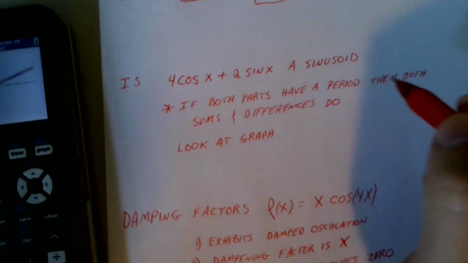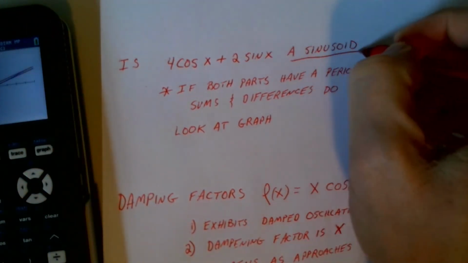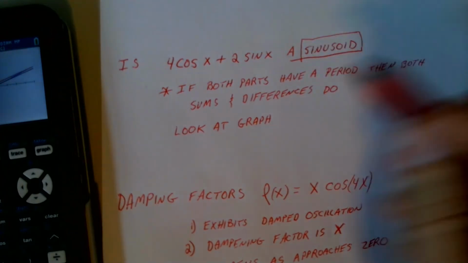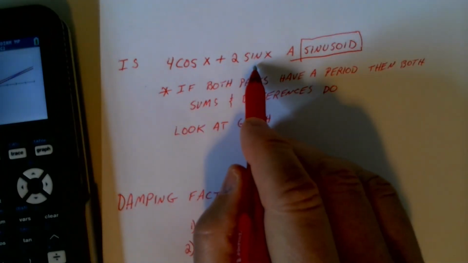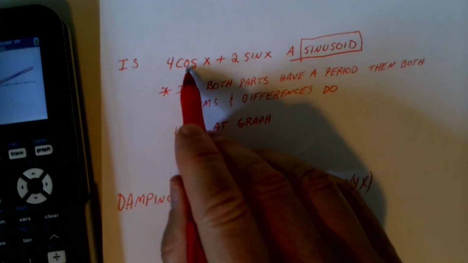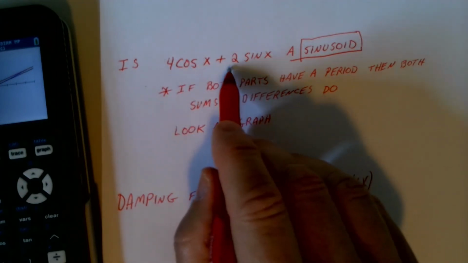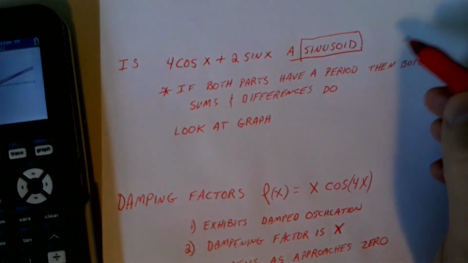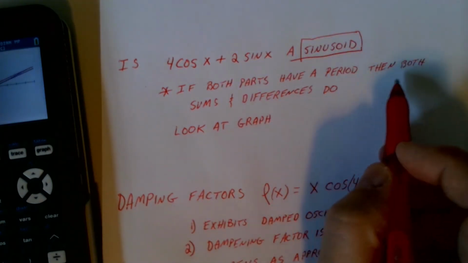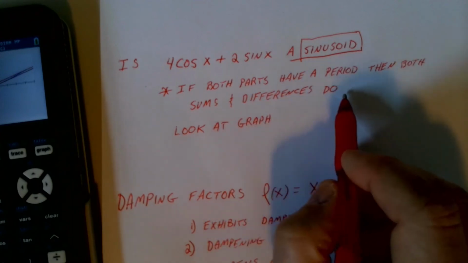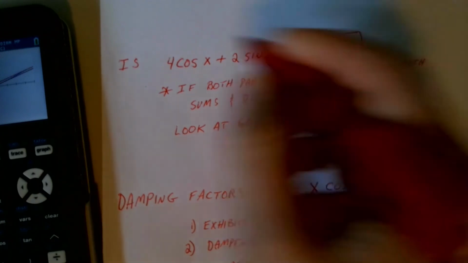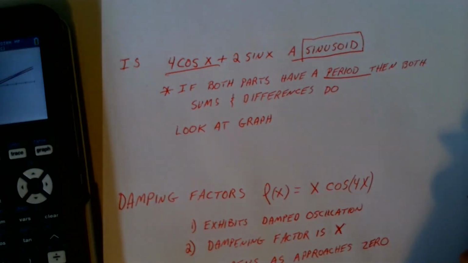So then the next topic that we're going to get to is something called a sinusoid. Well, 4 cosine x plus 2 sine x, that looks pretty weird, but it's just a really steepish cosine function, so amplitude of 4, plus a sine function, amplitude of 2. If it's a sinusoid, both parts need to have a period, whether through sums or differences. So I ask you, does 4 cosine x have a period? Does it repeat itself? And you're like, yes. And they say, well, about 2 sine x, does that have a period?